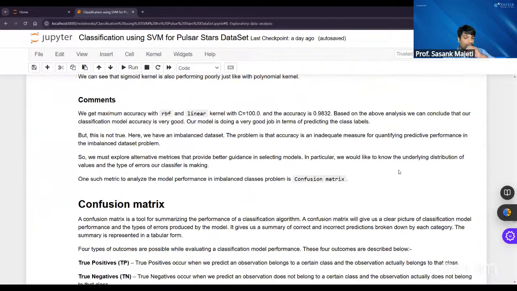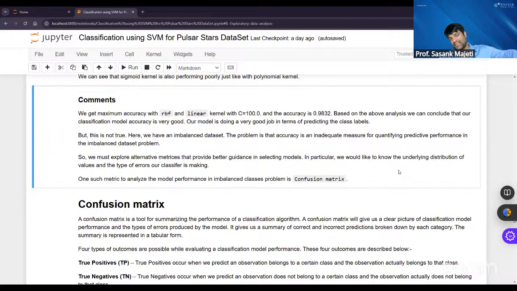Now, let us see the analysis of what we have done till now. We are getting good results when we have built the SVM model using the RBF and the linear functions. RBF is the radial basis function. With C 1000, we are achieving an accuracy of around 98.32%. So the model is doing really well.